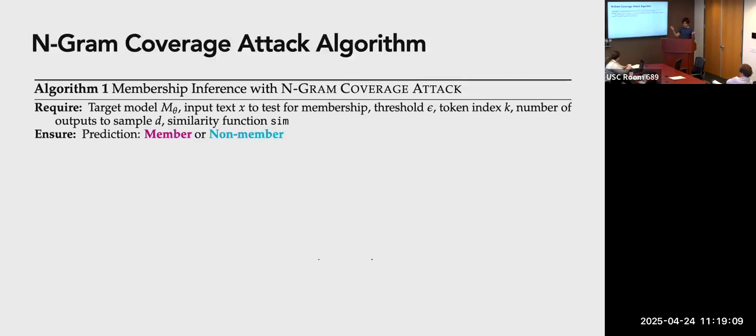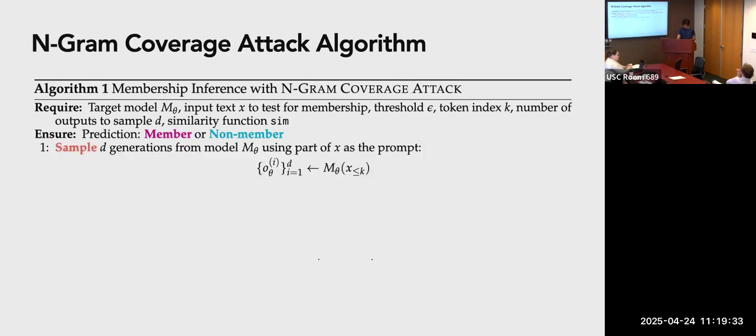These are just what it requires and what it outputs. We have our target model, we have our input text X, and we're also going to define a couple of other parameters which we're going to use later on. We have some threshold to actually make our decision: we're going to get a score, and if it's above this threshold, we'll say it's a member. Our first step, like I mentioned, is to sample D generations from our model using part of X as the prompt. Right now we have X up to the kth token. That's what this notation denotes.